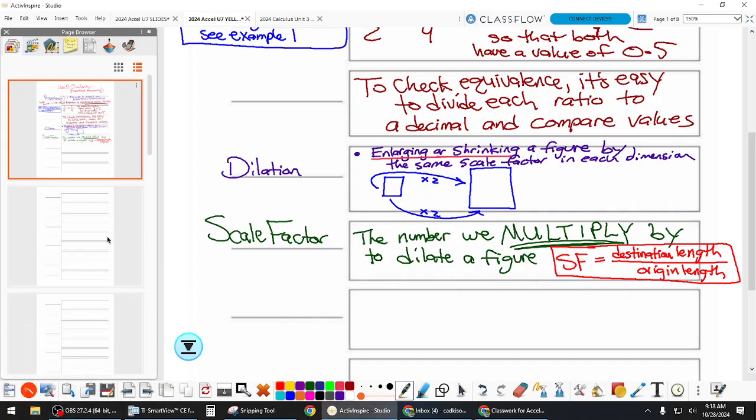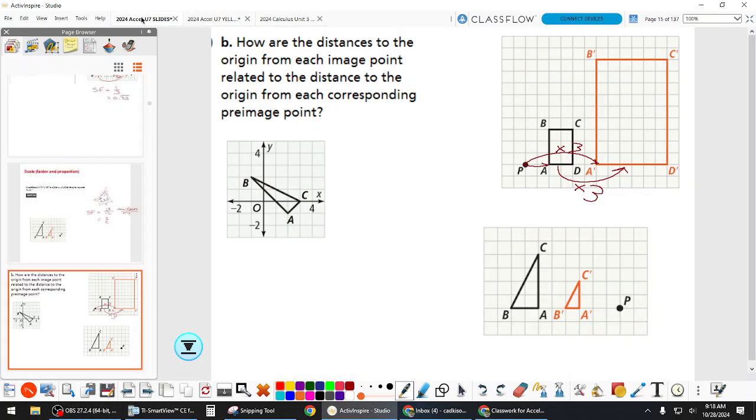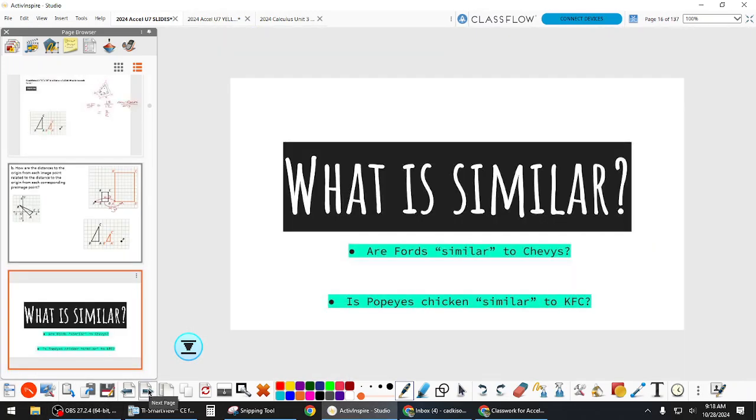You'll have to let me know if you want an example of finding scale factor after we do a few more of these, but let's start looking at similar first. So are Fords similar to Chevys? What do you think?